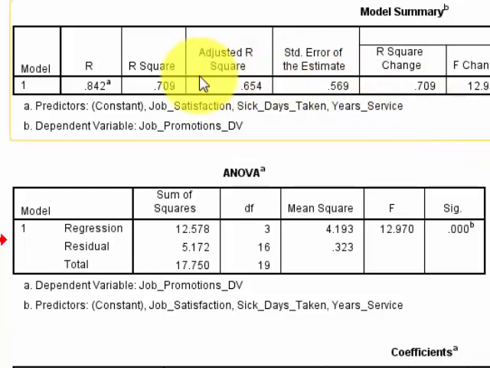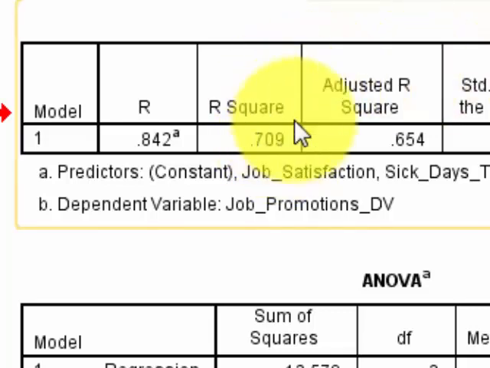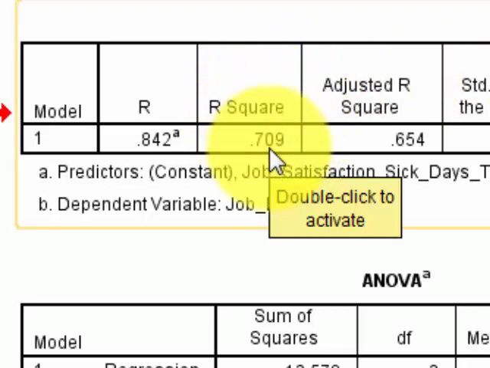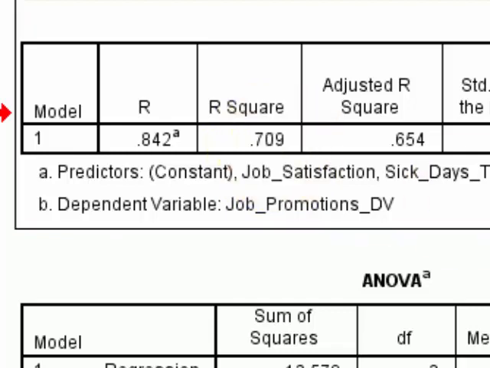Second thing you look at is the R-square. That's a huge R-square, but again, I just make up this data as we go along. And what that means is that 70% of the variance in the job promotion can be explained by your IVs, by this model, which is really, really good.